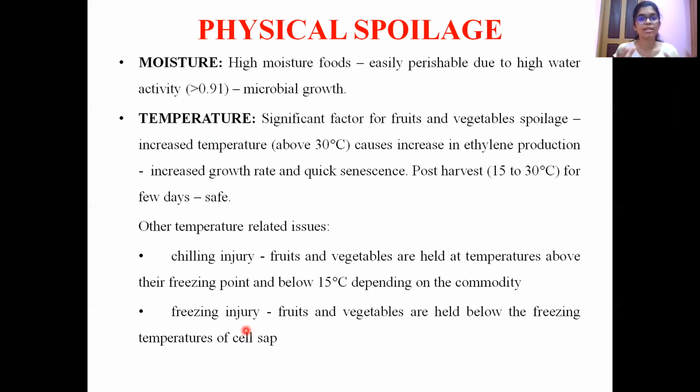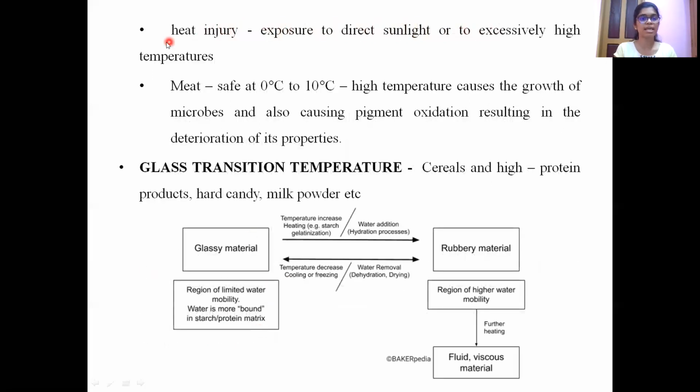So the fruit or vegetable can be held at its freezing temperature, or the temperature may vary in a negligible quantity. But when there is a drastic difference between the storage temperature and the actual freezing temperature of the product, then these injuries take place in the product. So moving on to the next, the heat injury. Exposure to direct sunlight or to excessively high temperatures causes this type of injury in fruits and vegetables.